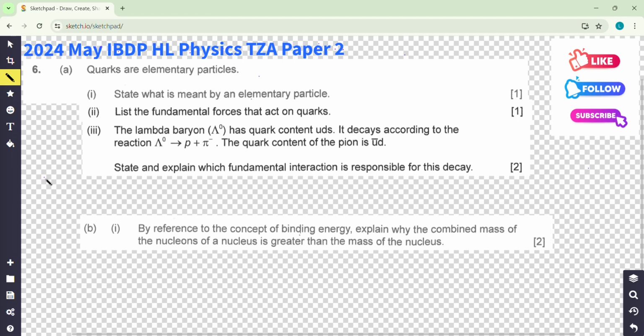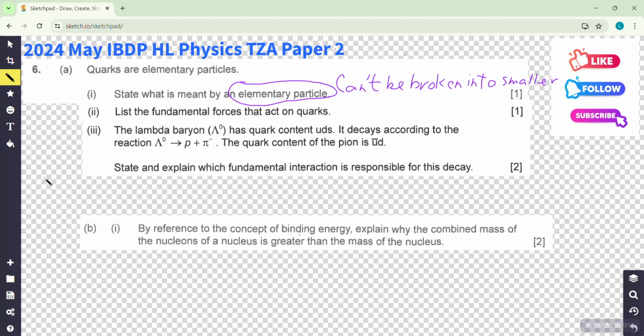First question is about what an elementary particle is. We remember in our standard model we have 12 elementary particles. What do you mean by elementary particle? It means that it can't be broken down into smaller ones. The definition is the smallest possible one, so it can't be broken into smaller particles.